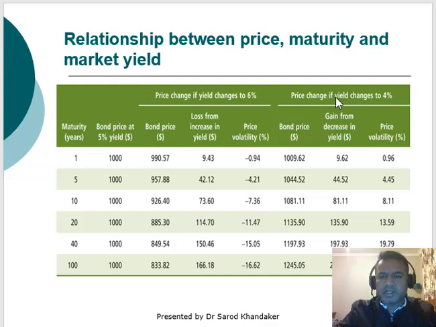On the other hand, if the yield changes to 4%, the bond price will be $1,081.11. Gain from the decrease in yield would be $81.11, which we can calculate from 1081.11 minus 1000, which is 81.11, and the price volatility will be positive 8.11%.